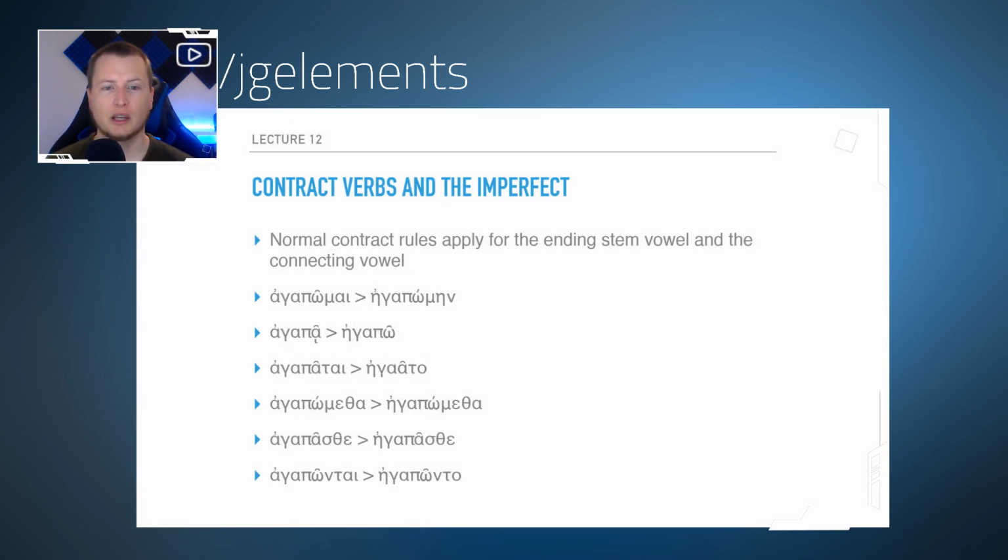You can see that was for the active. This is for the middle passive. Egapomen, egapo. That should be egapato. I'm missing a P there. Egapometha, egapaste, egaponto.